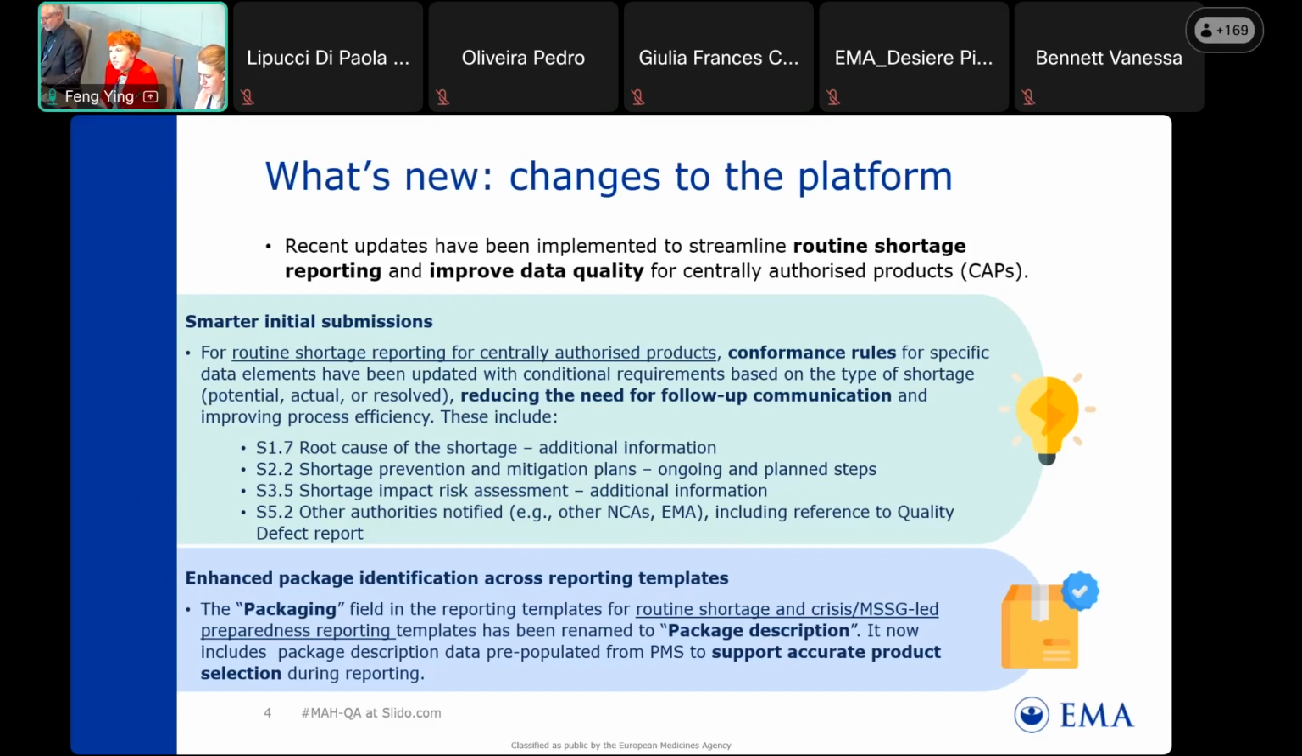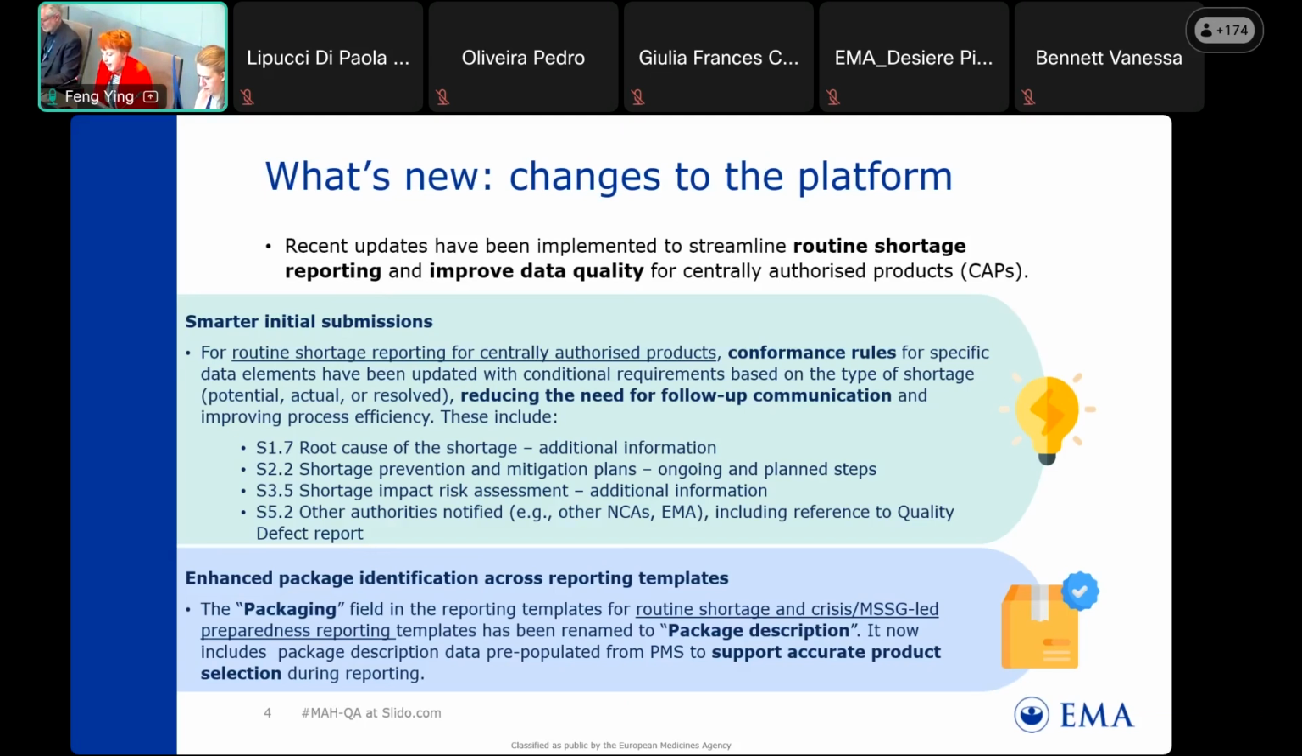Now, we've noticed that just by choosing the RMS IDs of these specific data fields, so root cause of shortage, shortage prevention mitigation plan, shortage impact risk assessment, we're not getting a lot of information. Of course, we get the basic information, but very often there's a bit more background to it. So we've noticed that often we need to get back to you, the industry, and then ask for that information. So now we're just streamlining that and asking you to give us a bit more information on the actual shortage while you're doing the initial submission. So again, it's to speed up the reporting process.